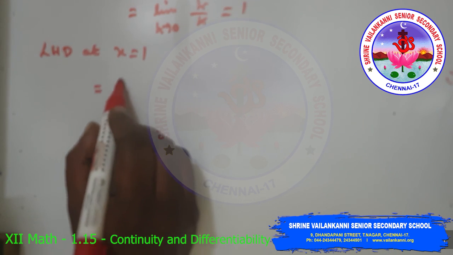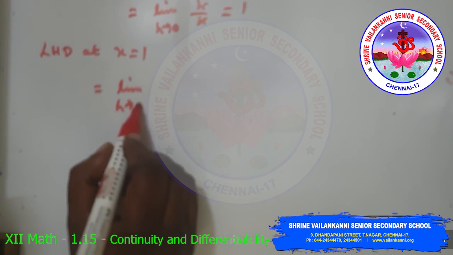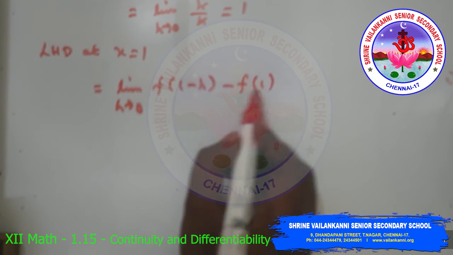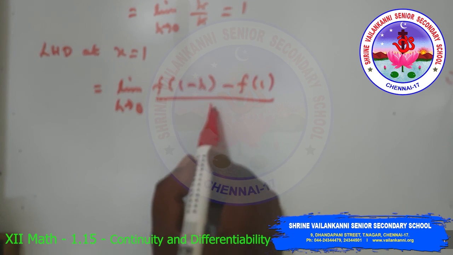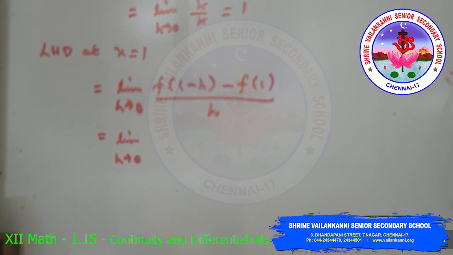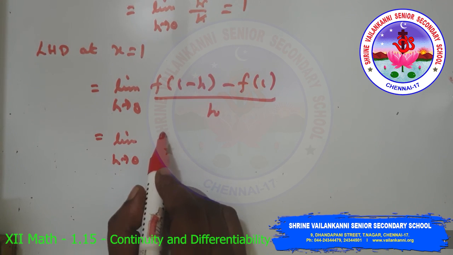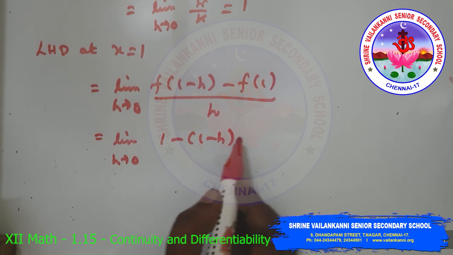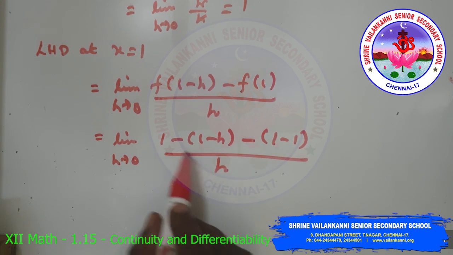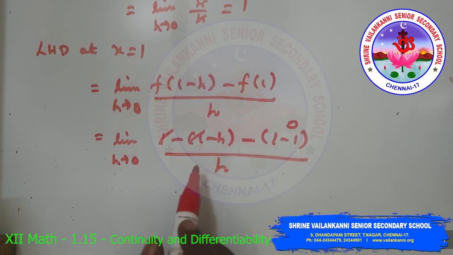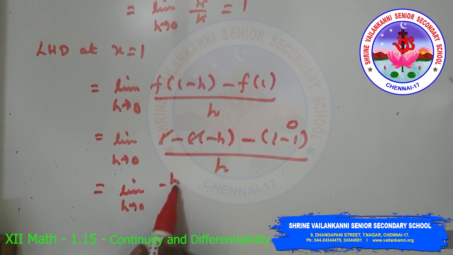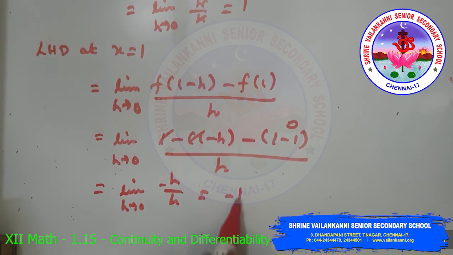Now we have to find left hand derivative at x equal to 1. So using limit h tends to 0, f of 1 minus h minus f of 1 whole by h, which is equal to limit h tends to 0, 1 minus of 1 minus h minus 1 minus 1 whole by h. So this will become 0. So minus h by h, which is equal to minus 1.